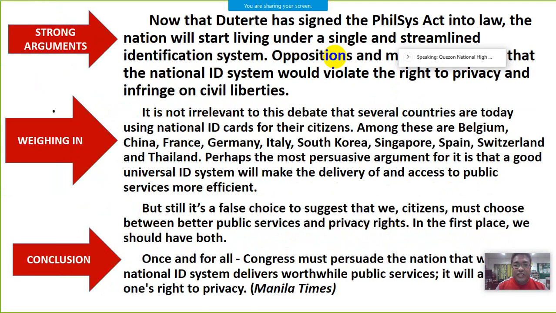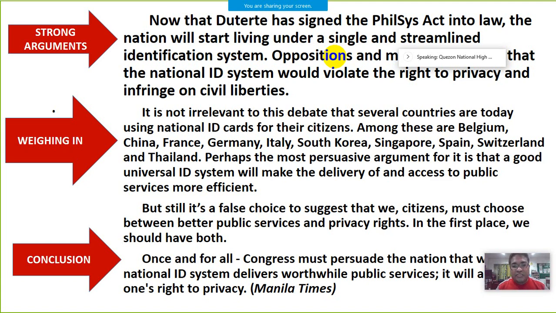And now that Duterte has signed the PLCS Act into law, the nation will start living under a single and streamlined identification system. And as you can see, as explained in this part, the national ID system would violate the right to privacy and infringe on civil liberties, as claimed by this editorial. Then we have the summation part, the weighing in.